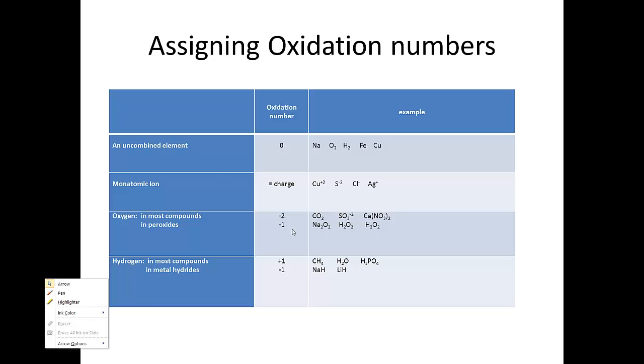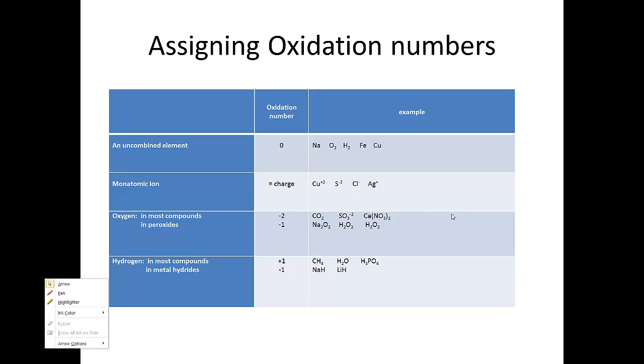Then we're going to have to start looking at some of the rules. Oxygen is pretty much always going to be a -2 unless it's in some kind of peroxide. Remember, the only time you'd really see a peroxide would be a group 1 metal peroxide or hydrogen peroxide.